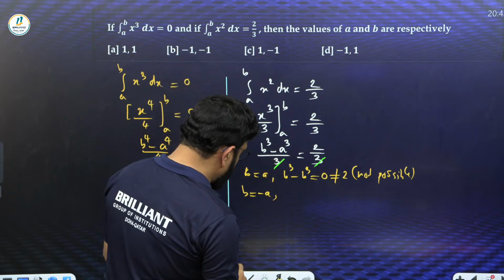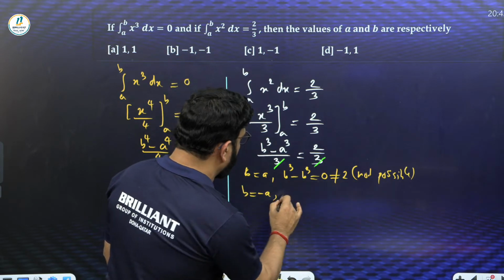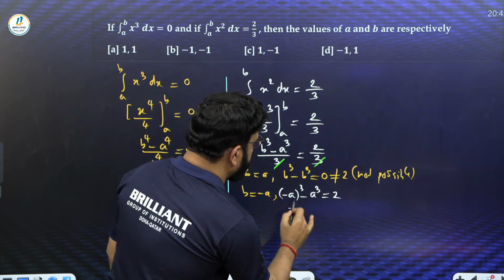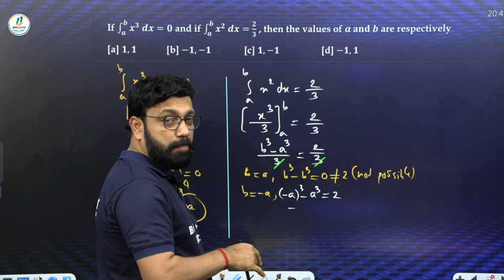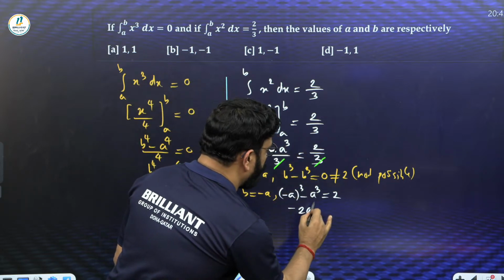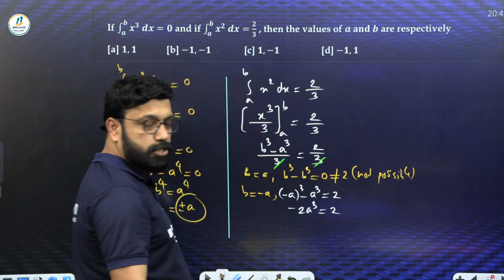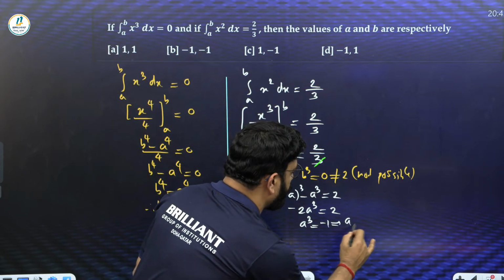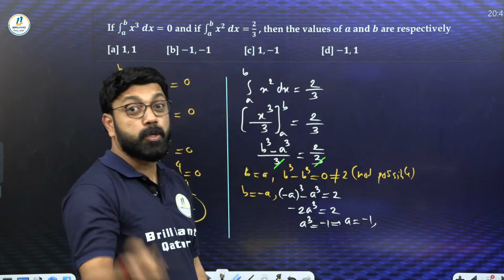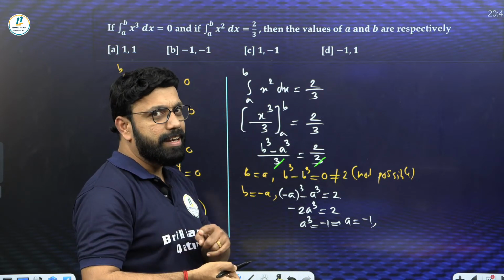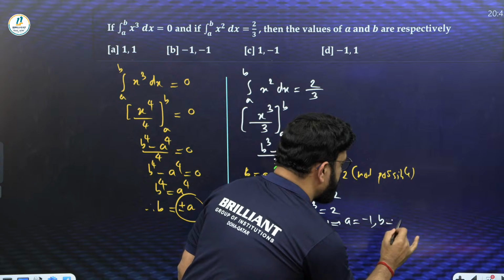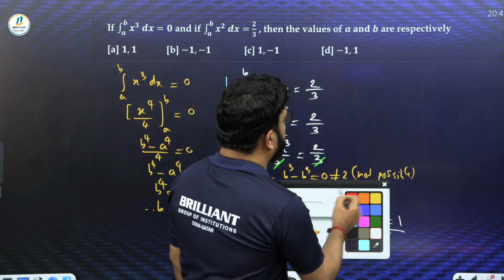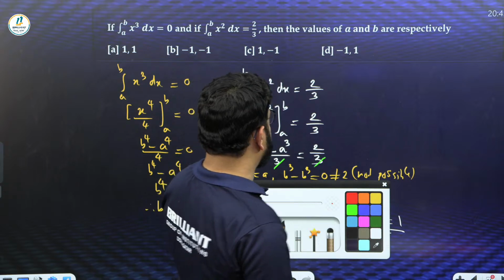So here minus b cube goes to minus a cube, equal to 2. Minus a cube means minus a cube itself, minus a cube minus a cube, minus 2 times a cube equal to 2. Both sides we can cancel 2. Then a cube equal to what? Minus 1 gives a equal to minus 1. b equal to minus a. Then b equal to what? Minus a means minus of minus goes to plus 1. a is minus 1, and b is plus 1.